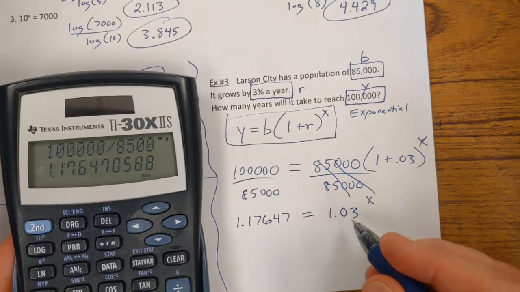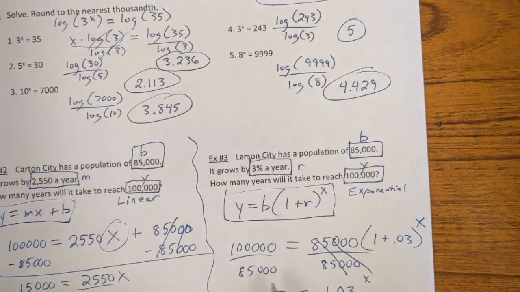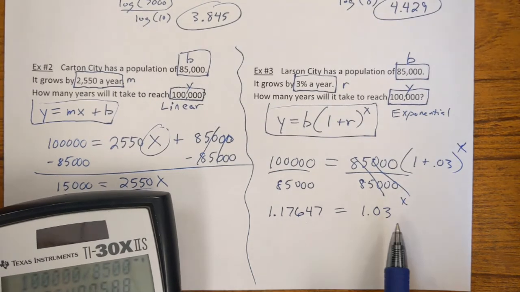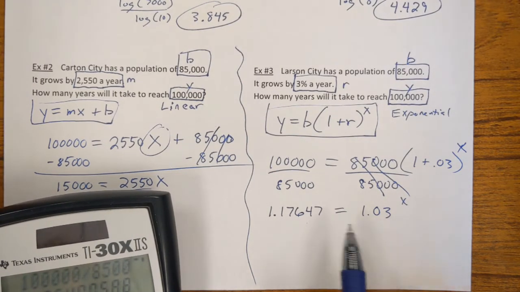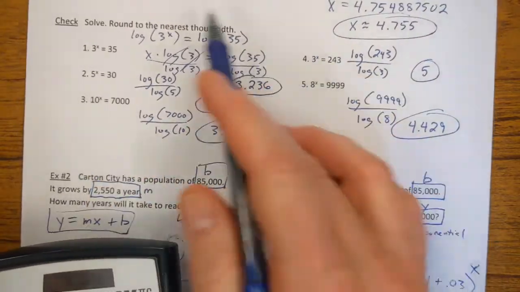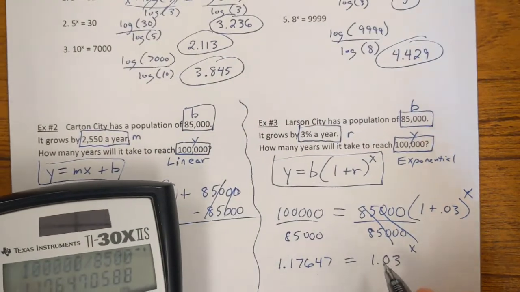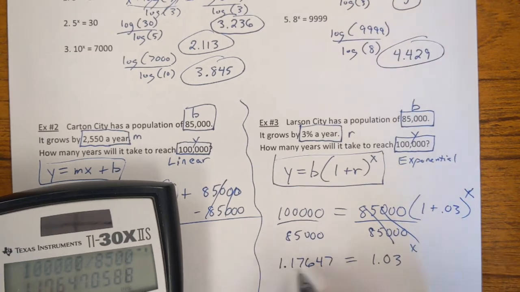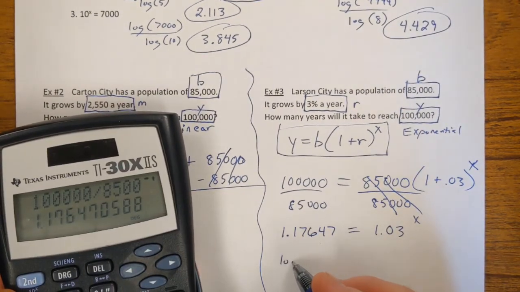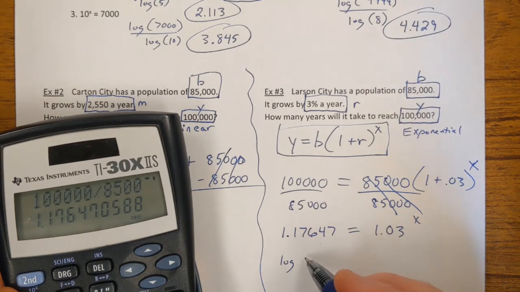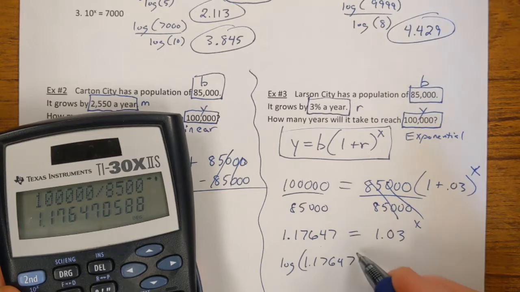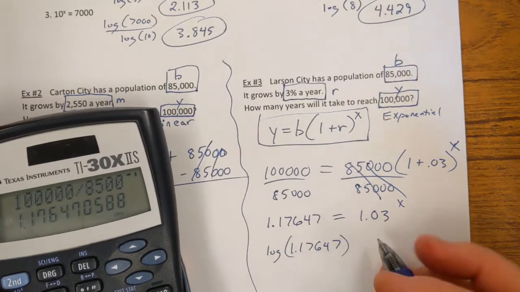Okay, but once I divide this 85,000 away from both sides, look what I have here. This is just a basic, simple exponential equation, just like what we were doing up here. Okay, you have a number to the x power equal to another number. We know how to solve this. We know we're going to take the log of 1.7647 and divide it by the log of 1.03.